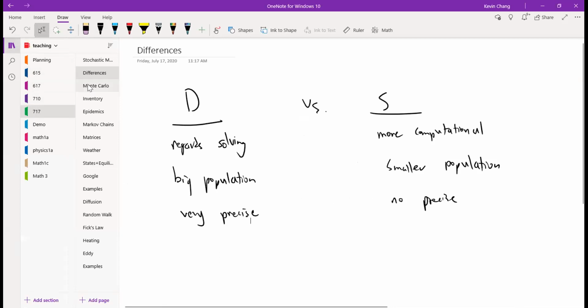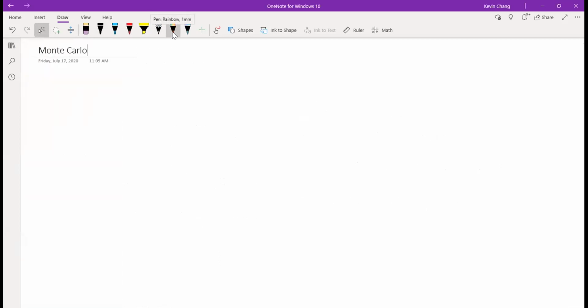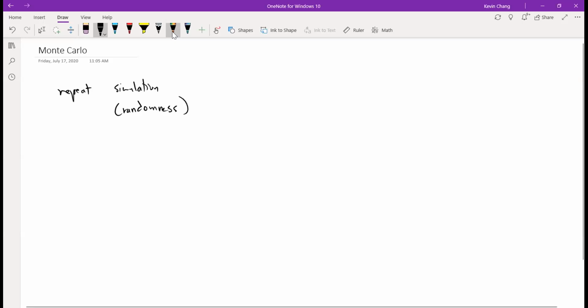So I'm going to talk about our first stochastic model today. It's called Monte Carlo. I don't know if Monte Carlo was an actual person; he might have been. Essentially, the Monte Carlo method involves taking a problem regarding probabilities, or perhaps chances that certain things are going to happen, and we repeat a simulation. This will involve randomness, so there's going to be some random number generator somewhere in this simulation. And then we repeat this a lot of times.